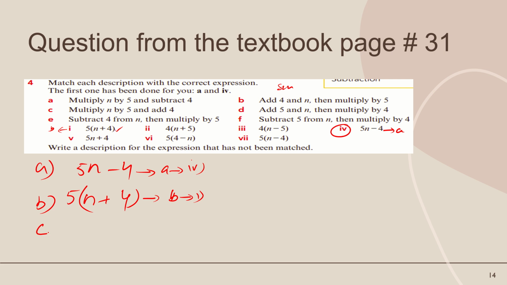Part C is about multiplying n by 5 and adding 4. First solve this one: multiply n by 5, and add 4. What is the correct option? C will be connected with 5.